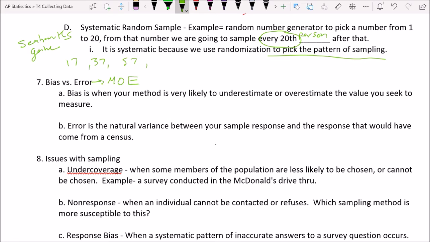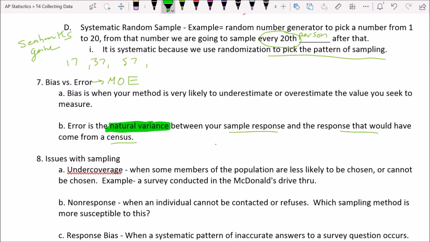Now that's said a different way down here. It says the natural variance between your sample response and the response that would have come from a census. So census meaning asking everyone in the population. Notice this word natural. It's a natural variance. It does not mean that you messed up. This is just how it works. Like, if I ask 5 people what their favorite flavor of ice cream is, I'm not gonna necessarily get the exact same answer as if I asked 500 people, okay? That's all it's saying.